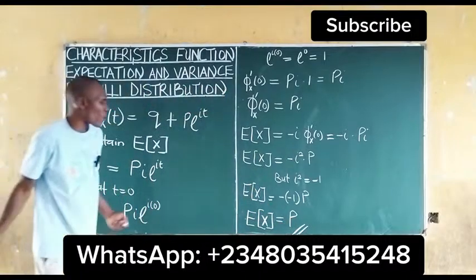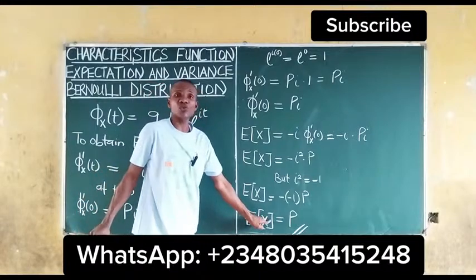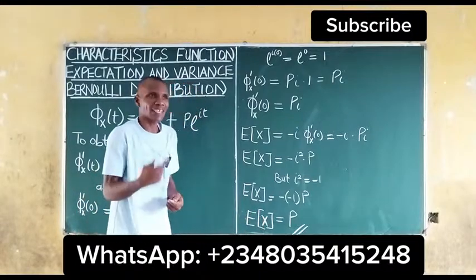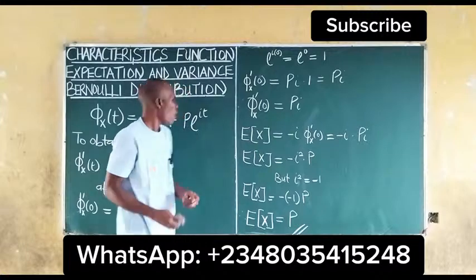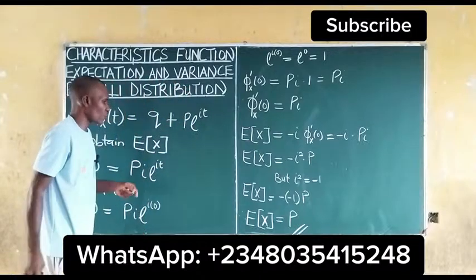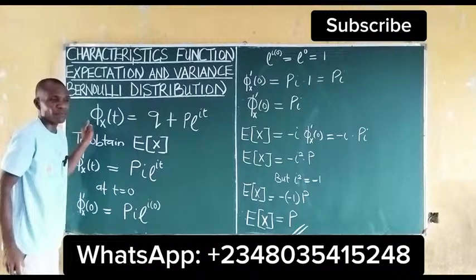The next thing to look for is the expected value of x squared, and this will enable us to get the variance of the Bernoulli distribution. So we move over to this side of the board.